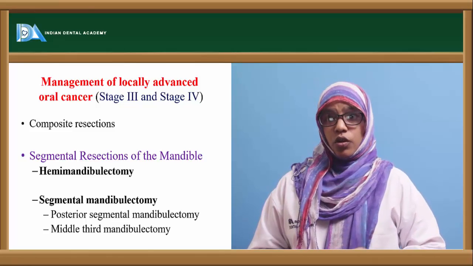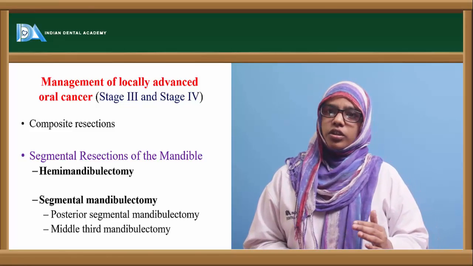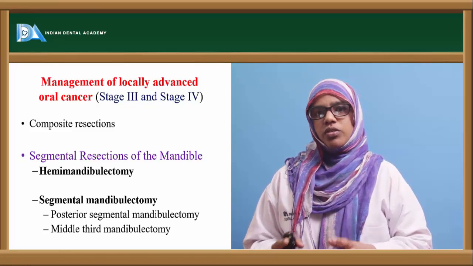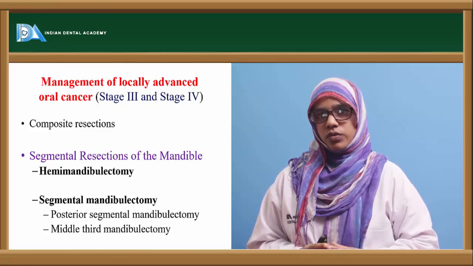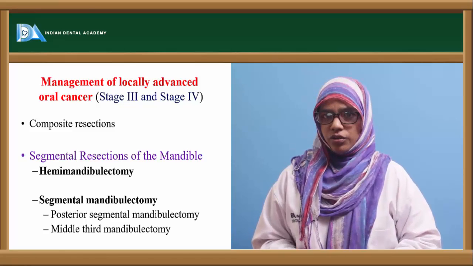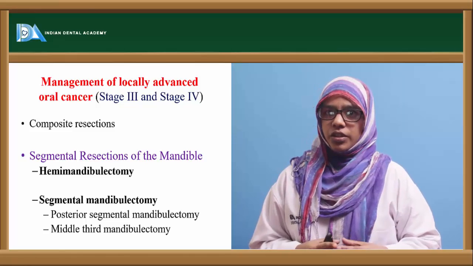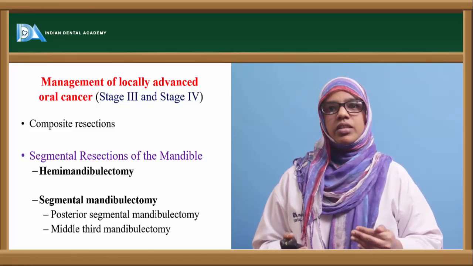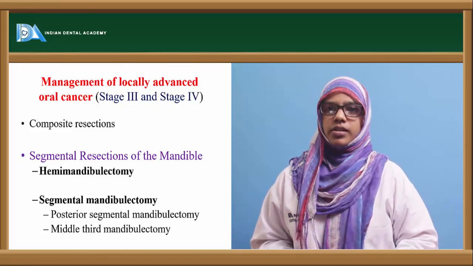Now, management of locally advanced oral cancer, that is stage 3 and stage 4. They are divided into either composite resection or segmental resection. Composite resection is nothing but removal of the tumor mass along with the vital hard and soft tissue surrounding it, like muscles, nerves, arteries, internal jugular vein and all that. Segmental resection is further divided into hemimandibulectomy, wherein half of the mandible is removed, or segmental mandibulectomy. That could either be posterior segment mandibulectomy or middle segment mandibulectomy.